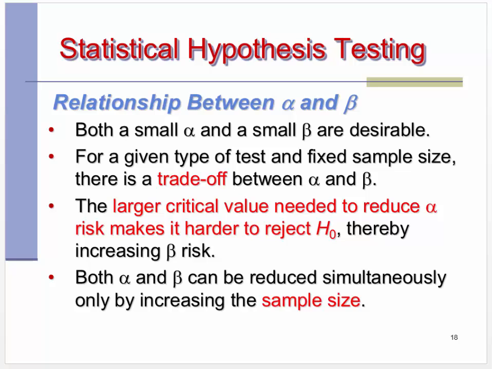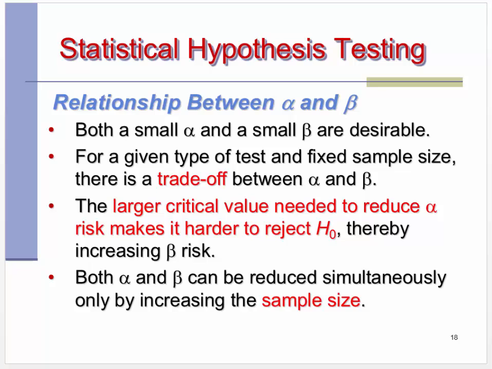The relationship between alpha and beta. Both a small alpha and a small beta are desirable. We want to reduce the probability of committing an error, right? Both errors, alpha and beta, type 1, type 2. But for a given type of test and fixed sample size, there is a trade-off between alpha and beta. That is, you cannot reduce both at the same time. If you reduce one, you have to increase the other. If you reduce the other, you have to increase this one. The larger critical value needed to reduce alpha risk makes it harder to reject H null, thereby increasing beta risk.